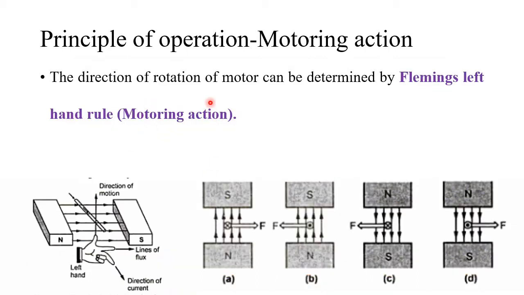The direction of rotation of a motor can be determined by Fleming's left hand rule, which gives the direction for lines of flux. The middle finger gives the direction of current, and the thumb gives the direction of motion. So that is the direction of rotation of the motor.